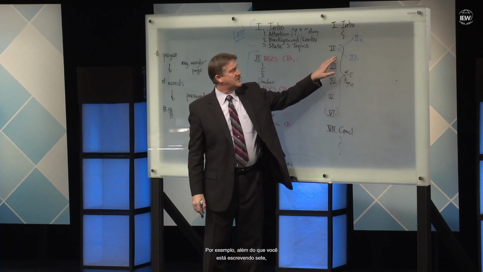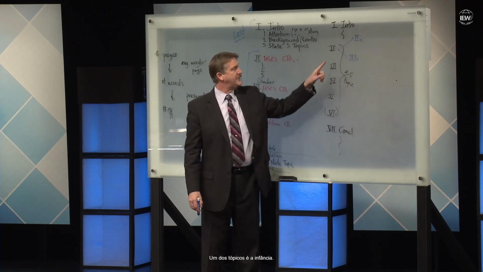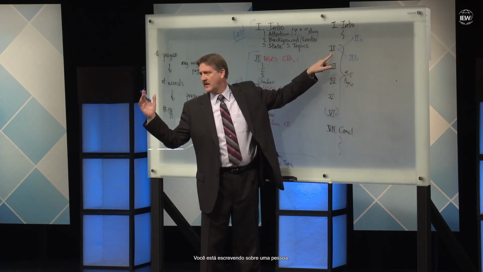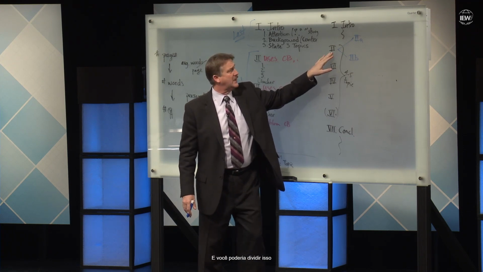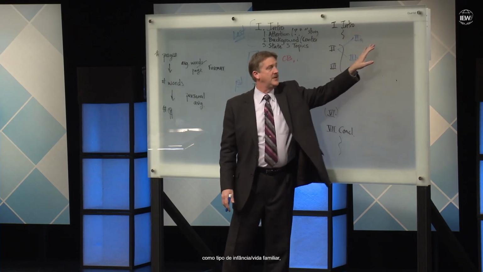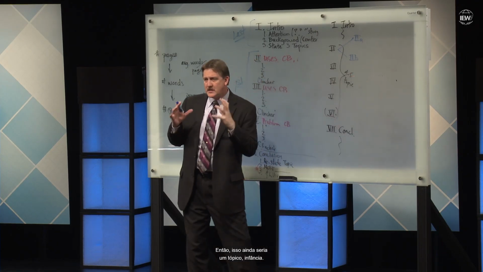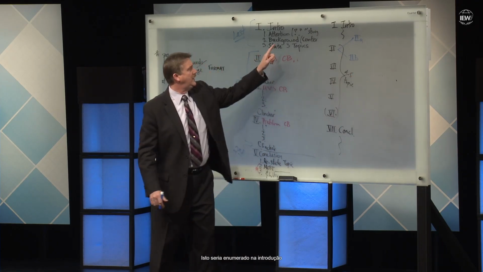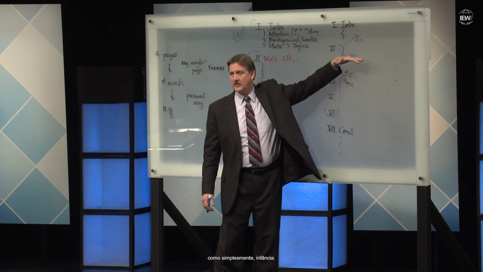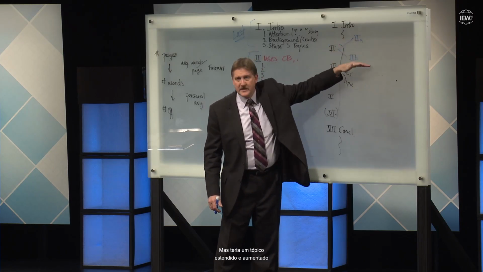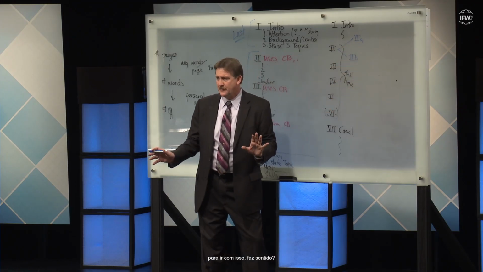So for example, let us say you're writing a 7, you have a 7 but you need more. One of the topics is childhood. You're writing about a person. And so one of the topics is childhood. And you could divide that kind of into childhood family life, childhood education, right? So that would be still one topic, childhood. It would be enumerated in the introduction as simply childhood, but there would be an expanded topic to go with it. Does that make sense?